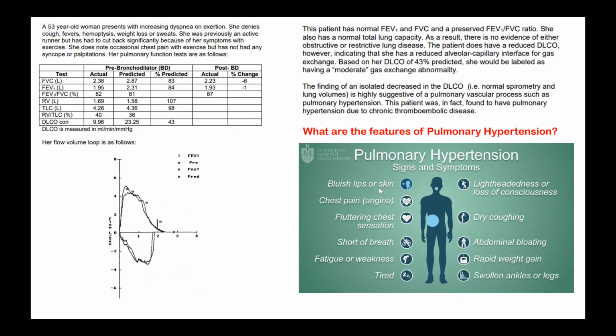The features are blue lips or skin, chest pain, a fluttering chest sensation, shortness of breath, fatigue, weakness, lightheadedness, dry cough, abdominal bloating, rapid weight gain, and swollen ankles because of right heart failure. So these are all the features of pulmonary hypertension. So there is a moderate diffusion defect with normal pulmonary function.